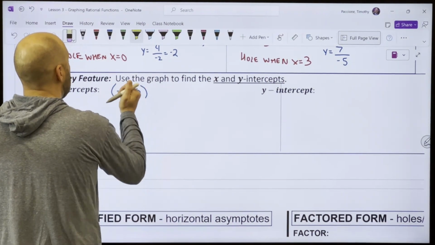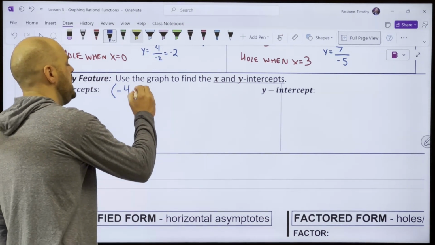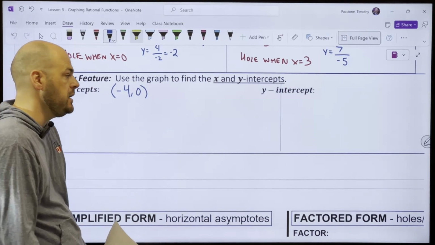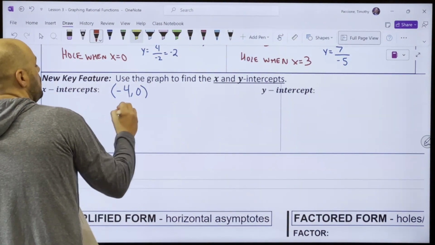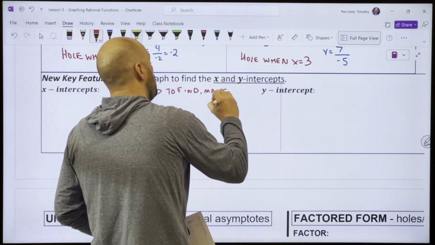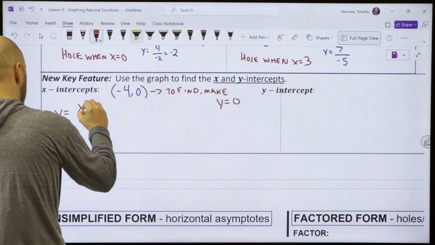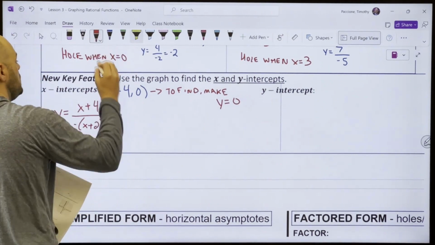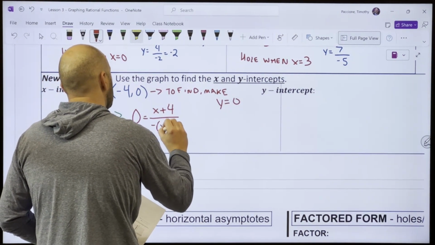All right, but let's say, going forward, we don't want to have to steal it from a graph. Well, what makes it the x-intercept? It's that 0 for y. So what we need to do, if we want to find this algebraically, is just make y equal 0. Remember we had y equals x plus 4 over negative x plus 2. So that becomes 0 equals x plus 4 over negative x plus 2.